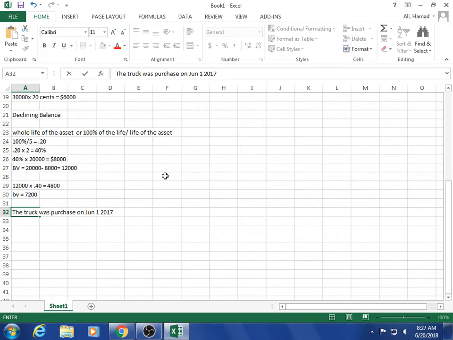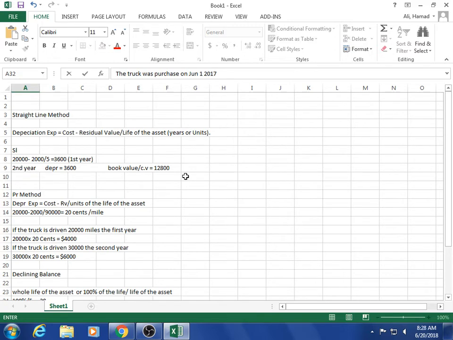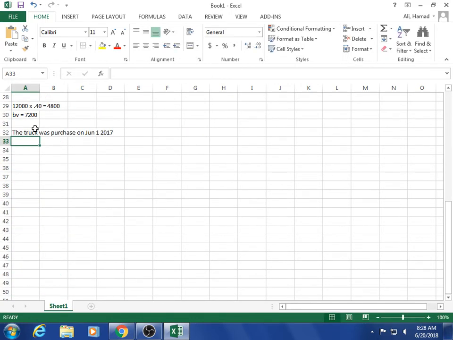Using a straight line. So you're going to take the cost, then subtract the residual value, then divide by the estimated life of the truck. No, wait a minute. It depreciates for $3,600 a year, correct? So if you divide $3,600 by 12 months, what do we get? $300 a month, correct? Yes, sir.